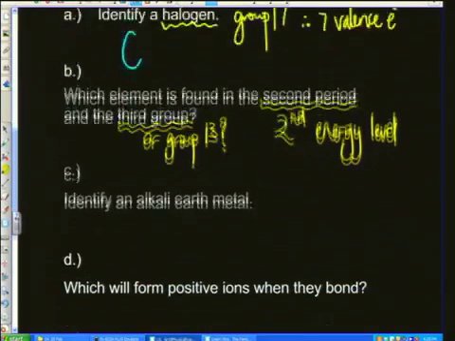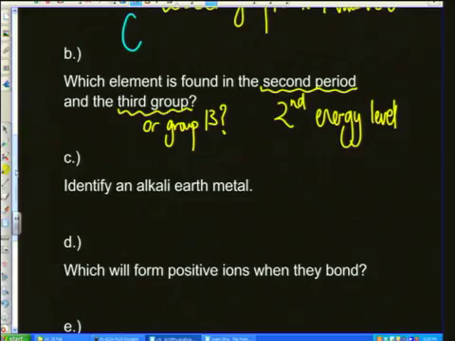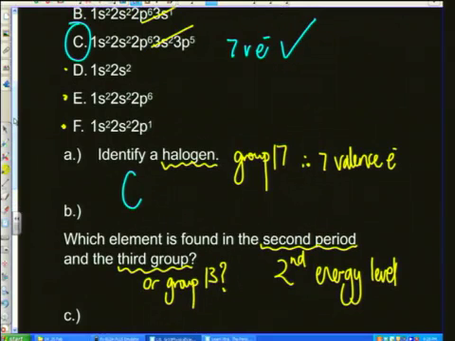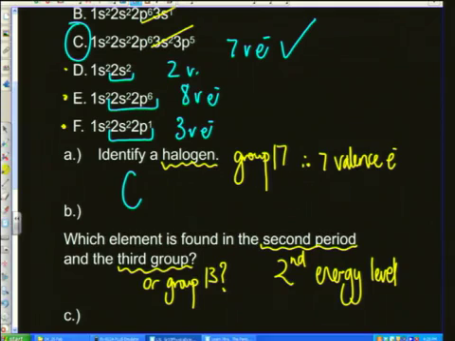It would be the third group. It would have to be fitting in with 3 valence electrons. So notice here, that's going to have 3 valence electrons. This one is going to have 8 valence electrons. This one only has 2 valence electrons. So my option must be F because it fits both criteria. It's in the second period, which means the second energy level, and it's in the third group because it's got those 3 valence electrons. So my option there is F.